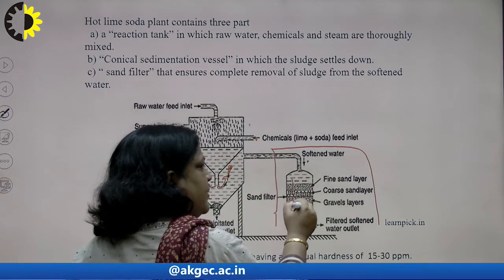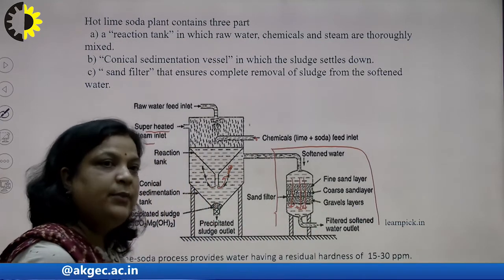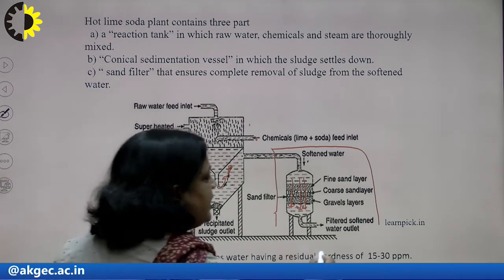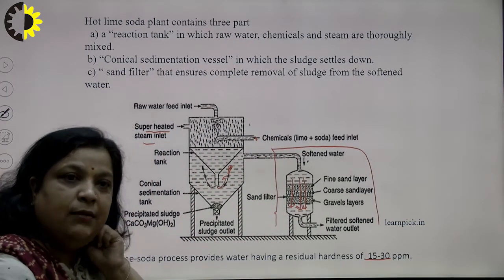And after passing these three filters we get extremely soft water, that is, we can remove the hardness up to 15 to 30 ppm by this process.